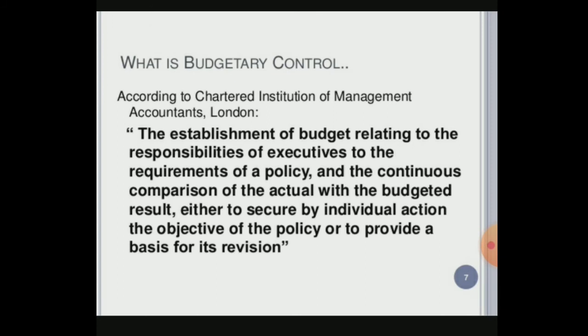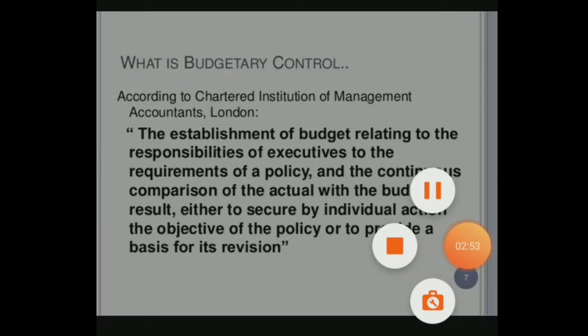For example, budgeted cost to produce a particular product is rupees 10, but the actual cost is rupees 15 they spent. They will identify the reasons why the cost is increased more than budgeted cost, and they try to control the cost within budgeted figures. It is called budgetary control.